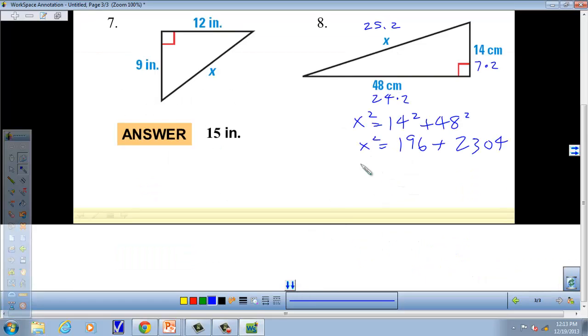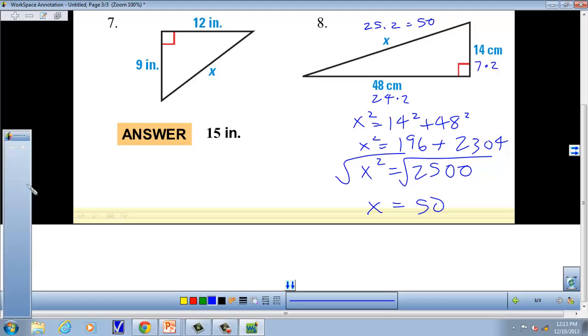So then if I move that down a little bit, I get x squared is equal to 2,500. And square rooting both sides, we get x is equal to 50, just like it would be up here where x is equal to 50.